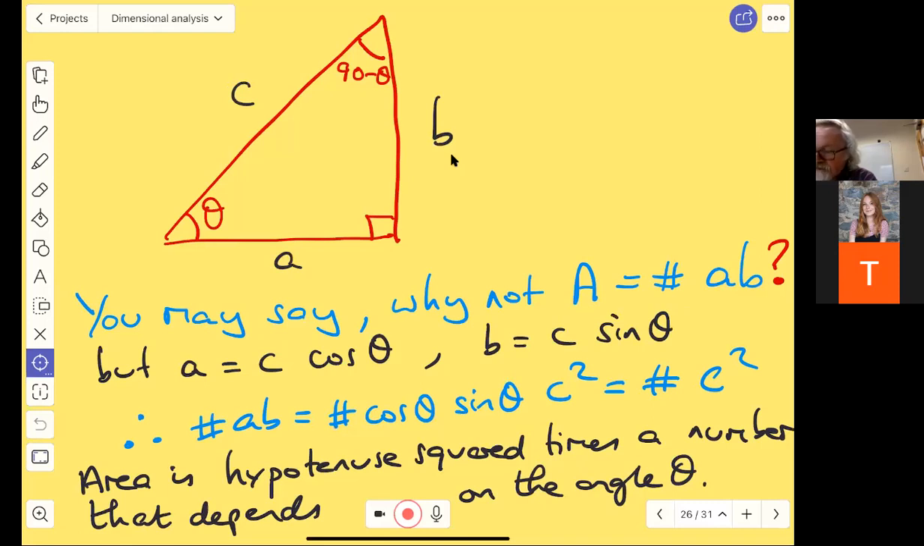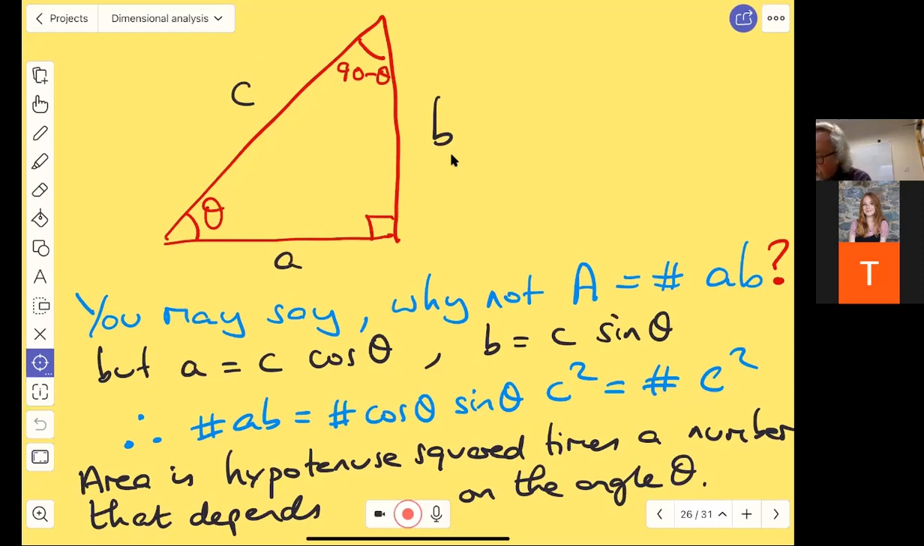But remember, a over c is the cosine of theta, so a is c cos theta, and b is c sine theta. So some number times ab is going to be some number times functions of the angle times c squared. So any combination of a, b, and c, which could give you an area, can be expressed in terms of dimensionless quantities that depend on the angle in the triangle and the product of the hypotenuse with itself, the hypotenuse squared. As soon as you believe that, everything is going to be really, really easy.